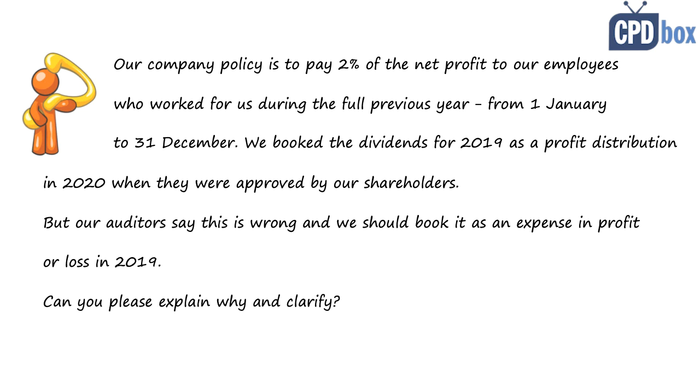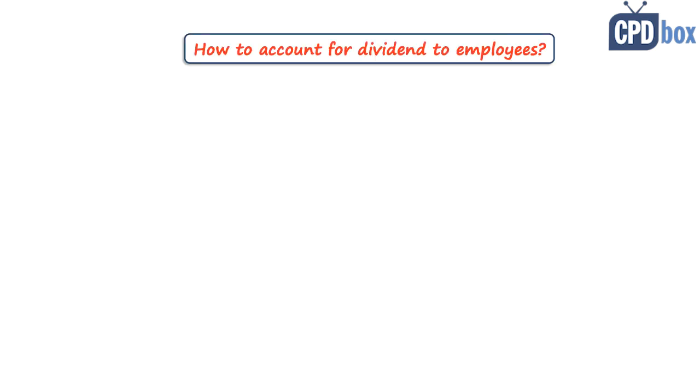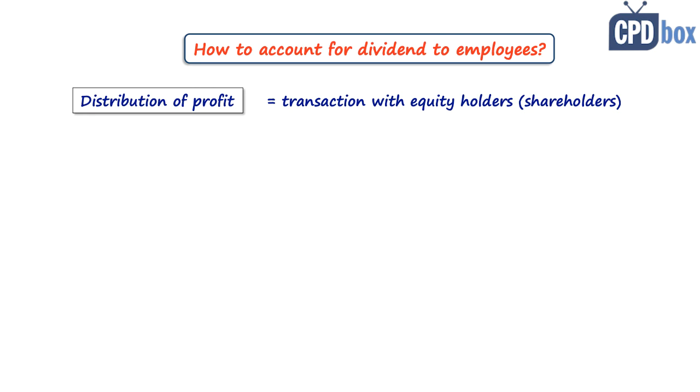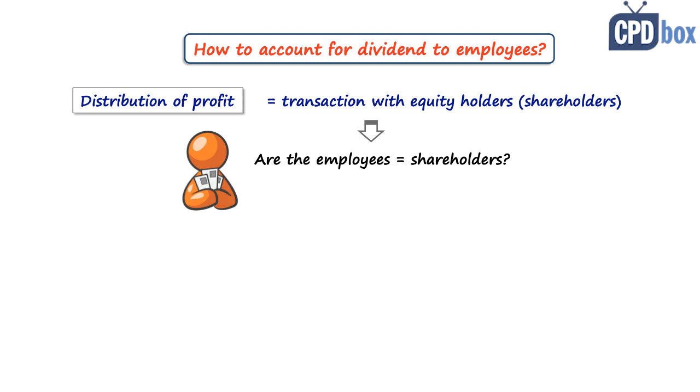This is a very common question and common belief that anything called dividend is automatically accounted for as a distribution of profit. Well, let me tell you that a true distribution of profit is a transaction with equity holders or with shareholders. So the principal question here is, are your employees also the shareholders? Are the dividends paid out to them in their capacity of shareholders? Or are the dividends paid out in return for their service for the company?